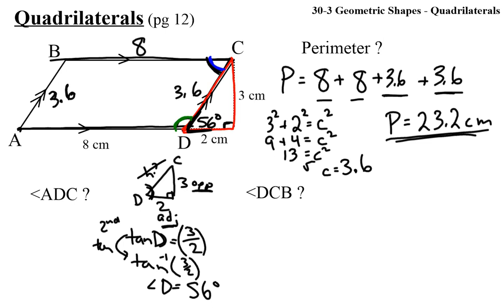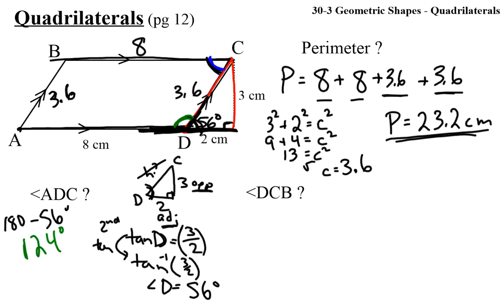Very quickly, here we go. We have a straight line here. So this angle ADC would be 180 degrees for a straight line. Subtract the 56 to leave us with the angle that we want. And that works out to be 124 degrees.